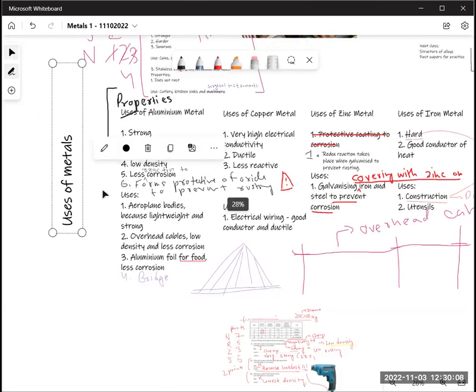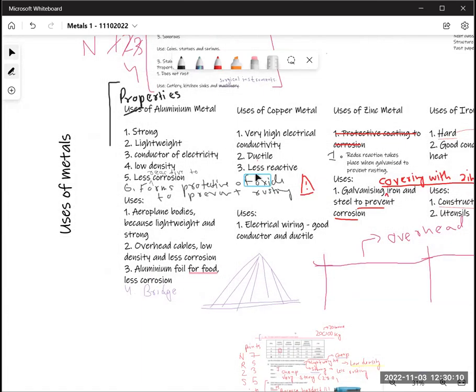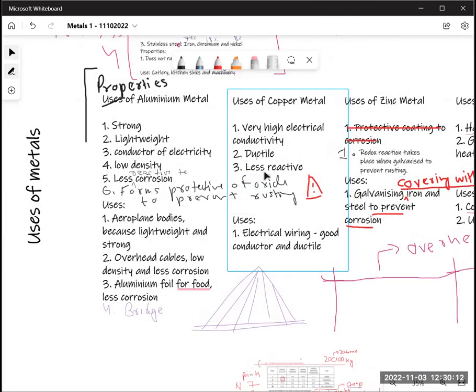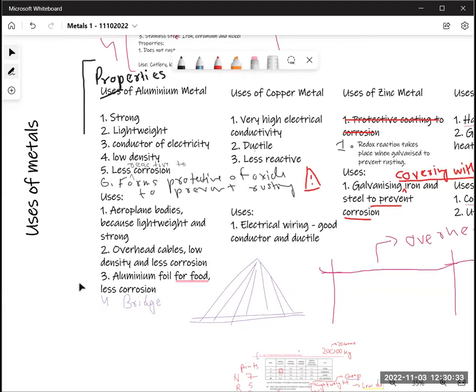Properties of aluminium metal. It is strong, lightweight, it's a conductor of electricity, it has low density, it has less corrosion. It's used in airplane bodies because it's lightweight and strong. Overhead cables because it's low density and less corrosion, and foil for food because of less corrosion. And a bridge. Okay, yep, that's it. So number 4 is also bridge.